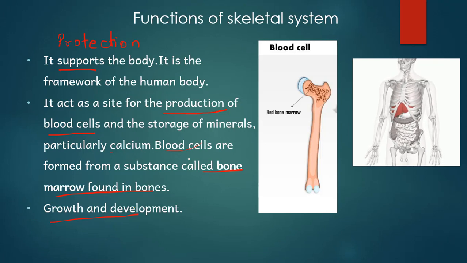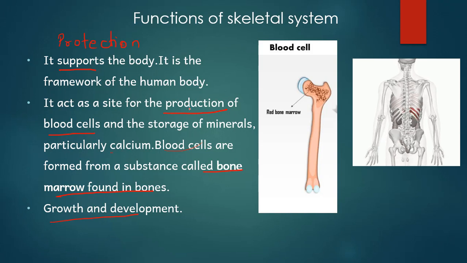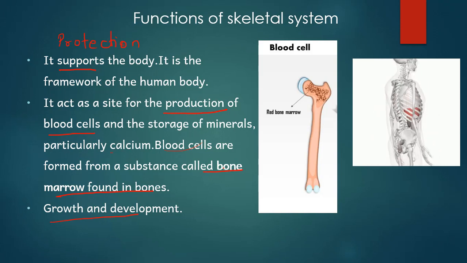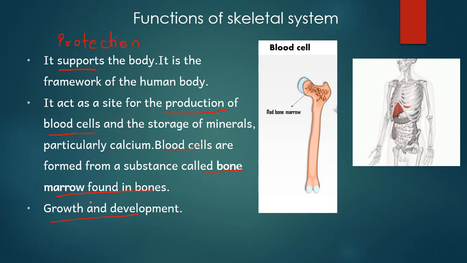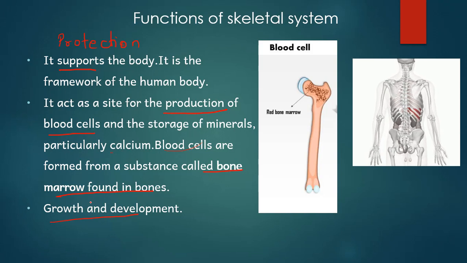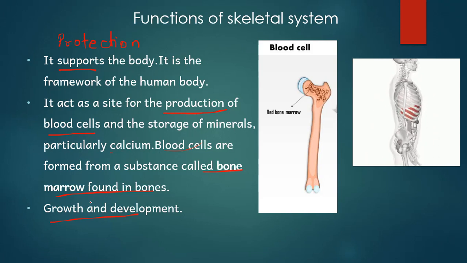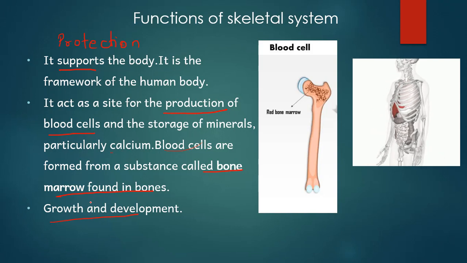Okay, so what is the function of the skeletal system? Support, protection, production of blood cells. Where are the blood cells formed? In the bone marrow found in the bones, and it also helps in growth and development. Now, what the skeletal system is made up of and how exactly it helps in movement is what we will discuss in our coming sessions.